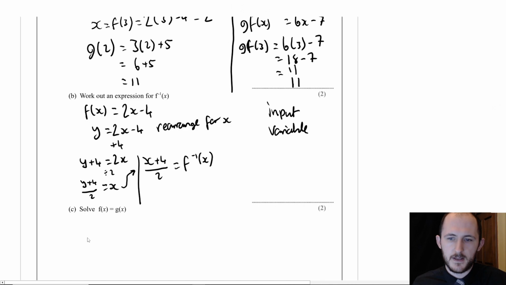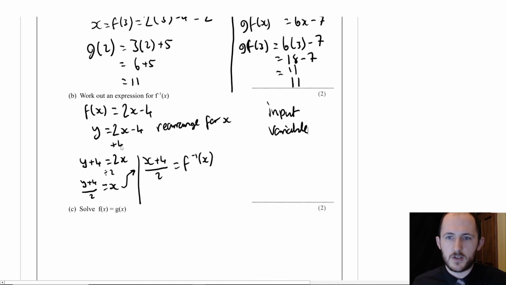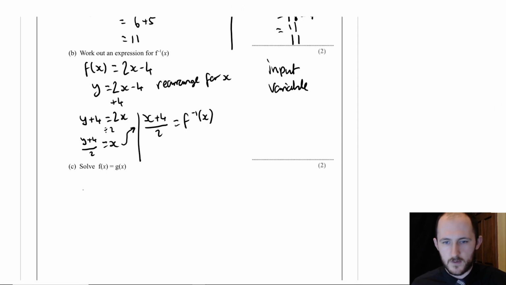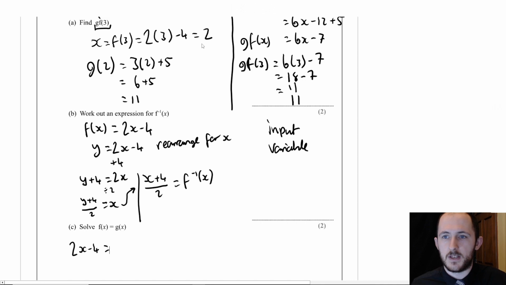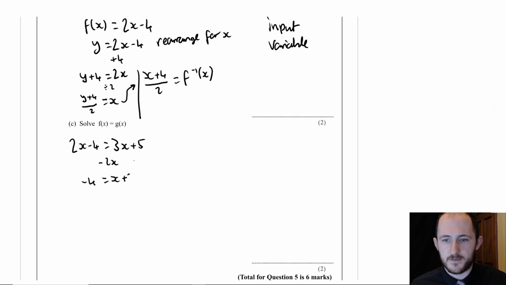That's fine. So yeah, for the last part, solve f of x equals g of x. I'm just going to write f of x again, so that's 2x minus 4, equals g of x, which is 3x plus 5. I don't think you guys are going to struggle with this. So minus 2x on both sides. So we have minus 4 equals x plus 5. Minus 5, so you get minus 9 equals x.